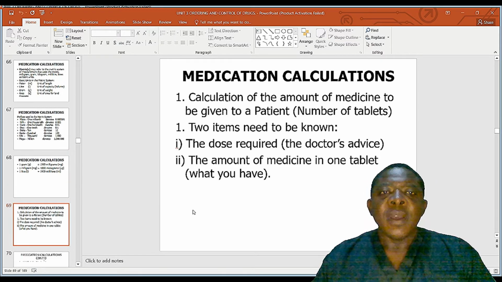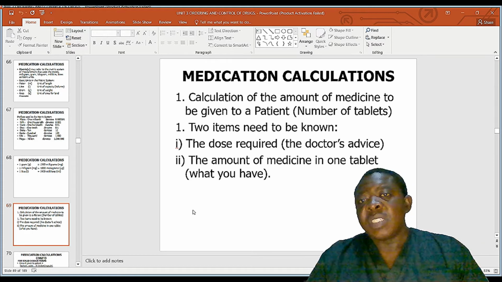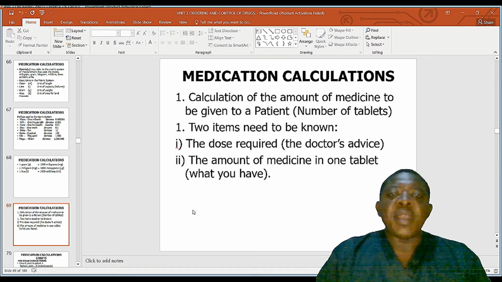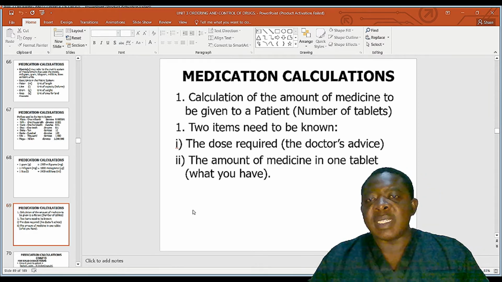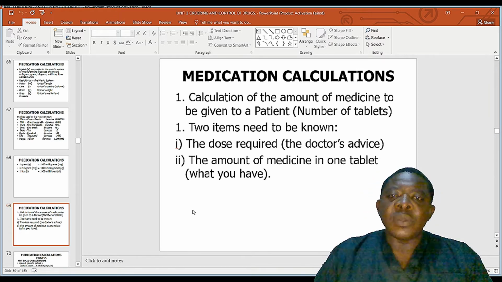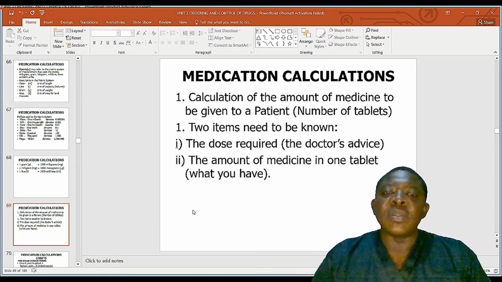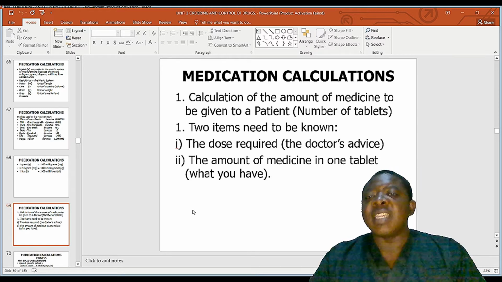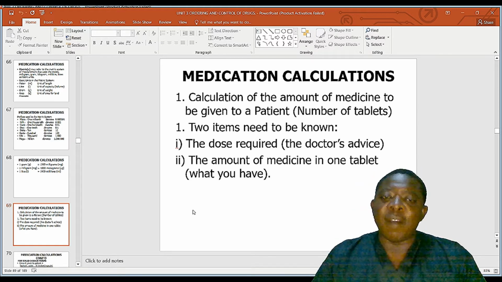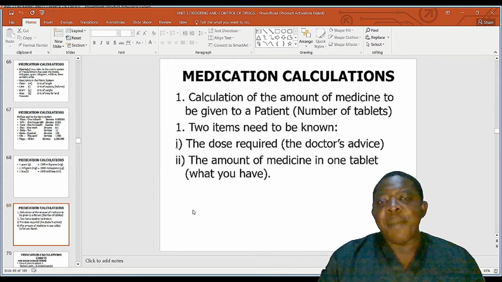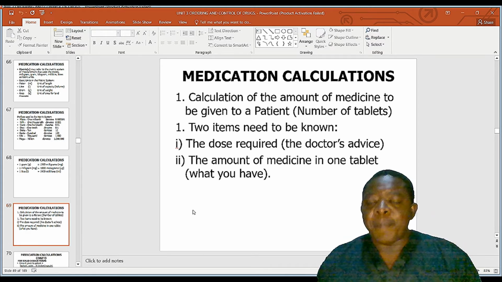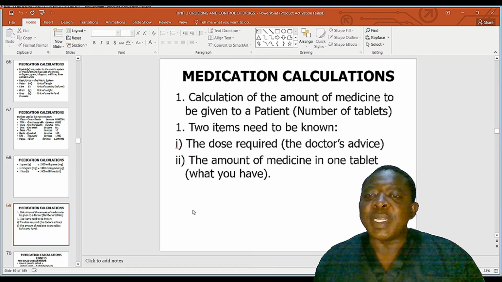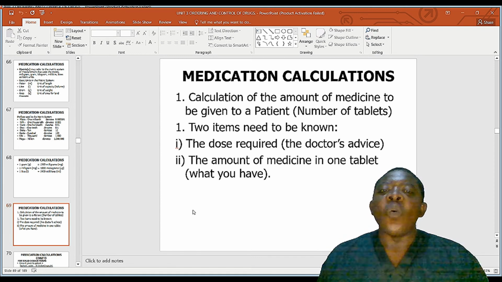Anyway, all right, so medical calculations of the amount of medicine to be given to a patient, that is the number of tablets. Then we have two items that we need to know. Those require the doctor's advice. The dose required, that is for the doctor's advice. Then the amount of medicine in 1 tablet, or what you have in stock. So the doctor's requirement is one part that is going to be used, and then the amount of medicine in 1 tablet.